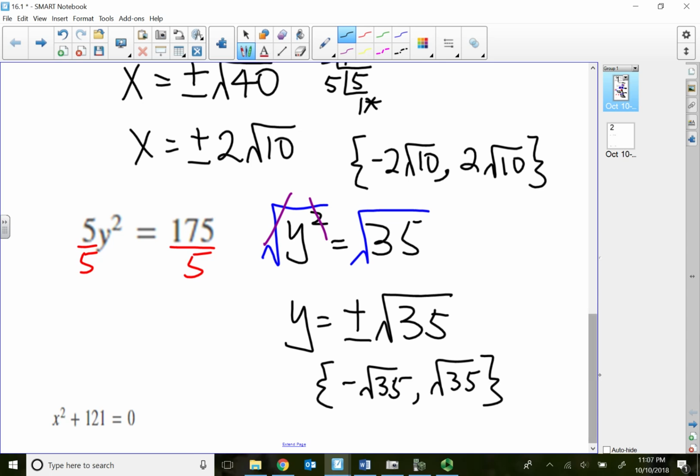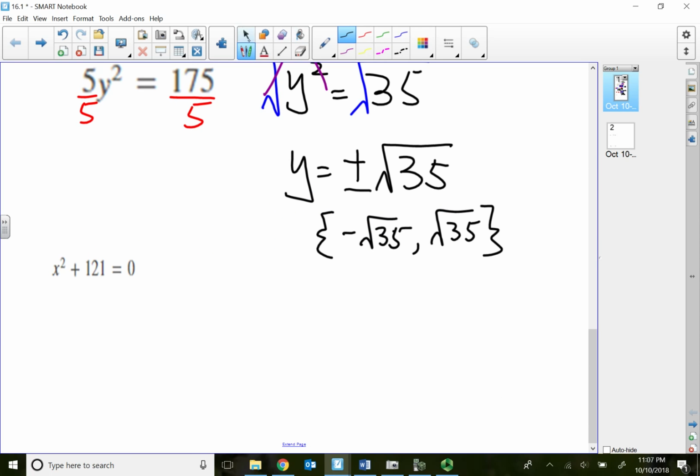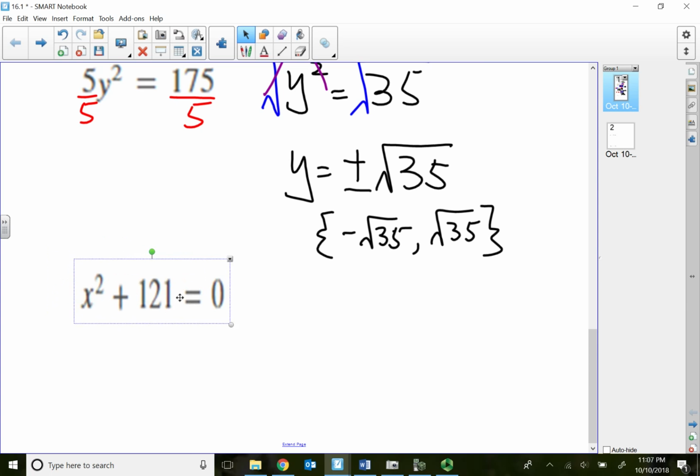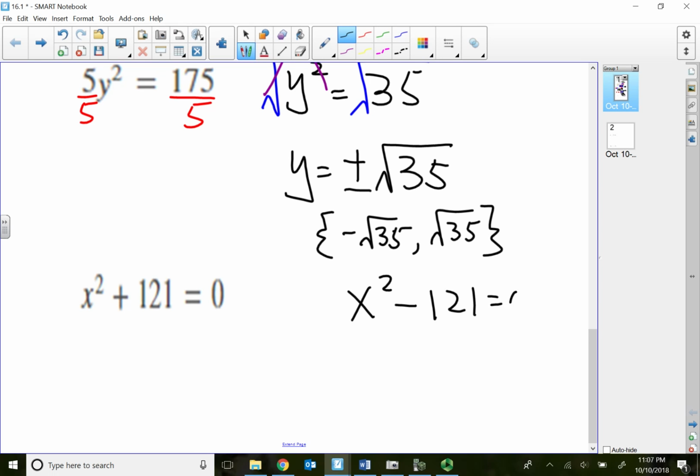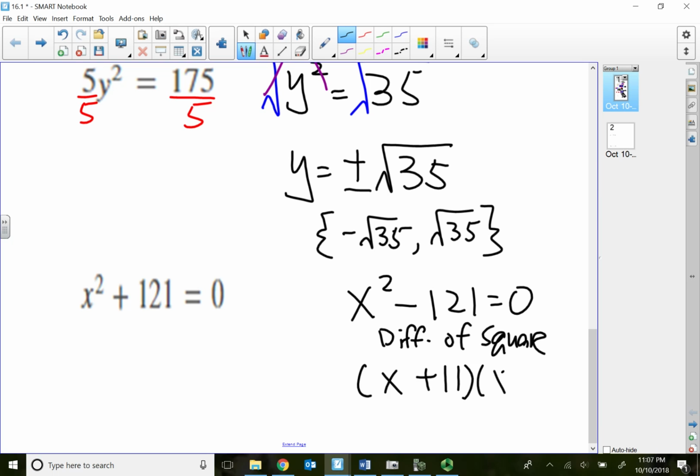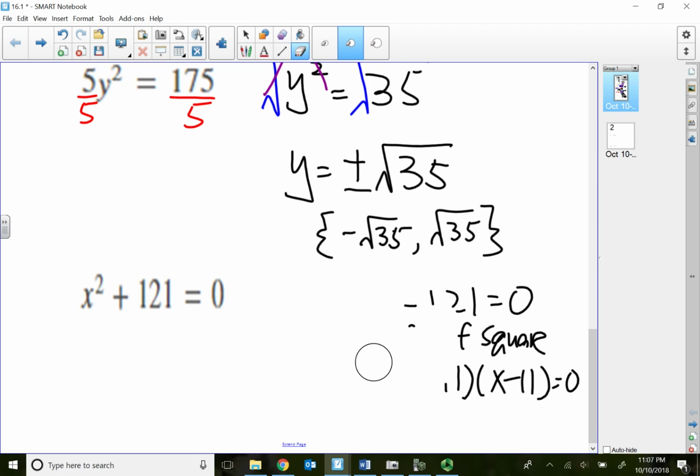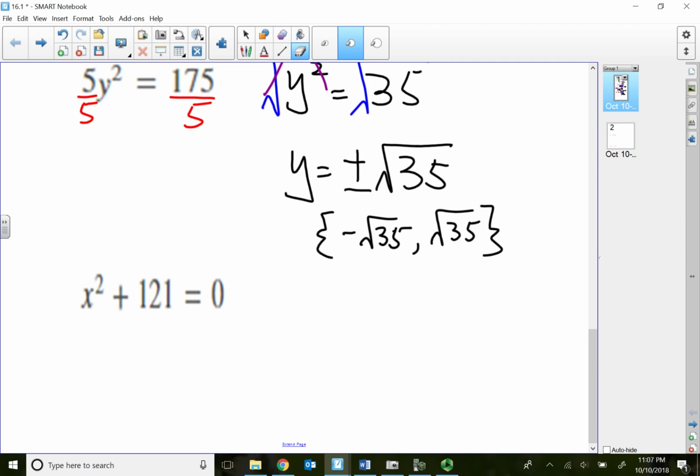All right. Now this problem, x squared plus 121. Please don't mistake this for x squared minus 121. If it's x squared minus 121, that becomes a difference of squares, where we can actually factor it as x plus 11 and x minus 11 equal to 0. But this 121 is positive, not negative, so it's not the same type of problem. By having a positive sign in front of 121, that makes x squared plus 121 not factorable.